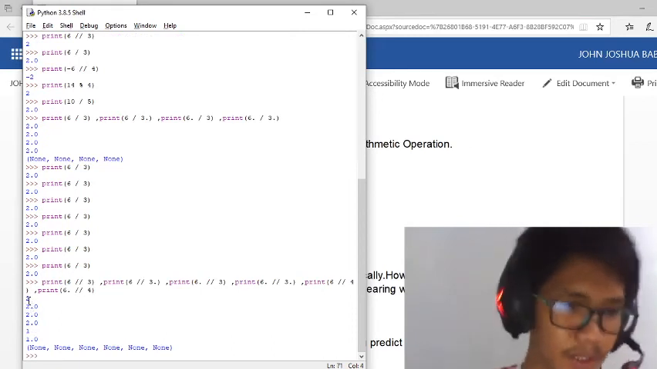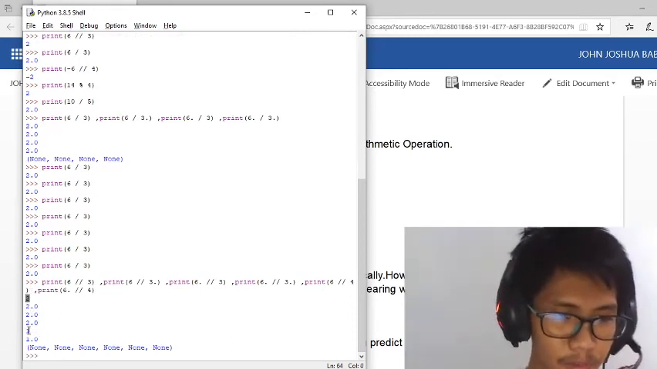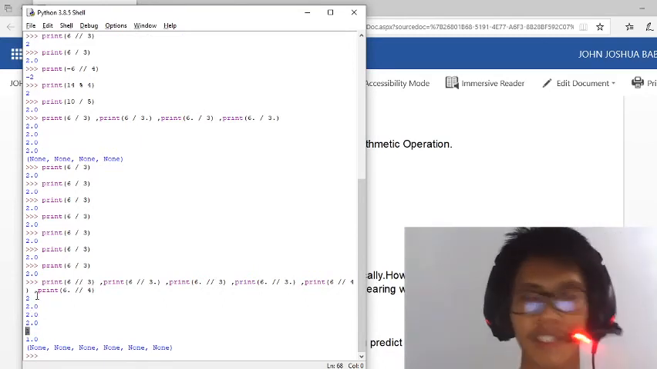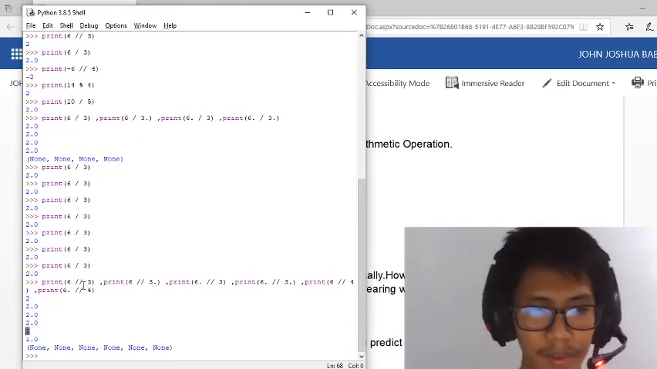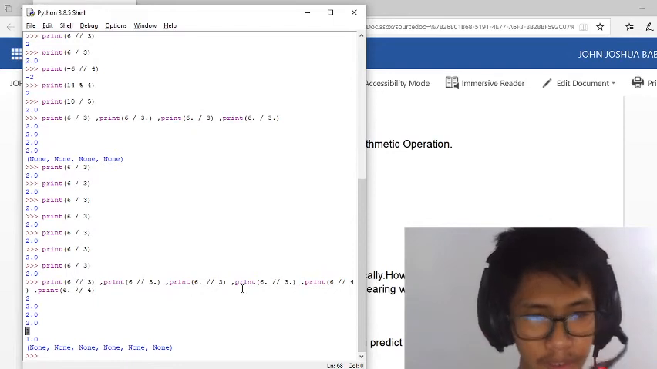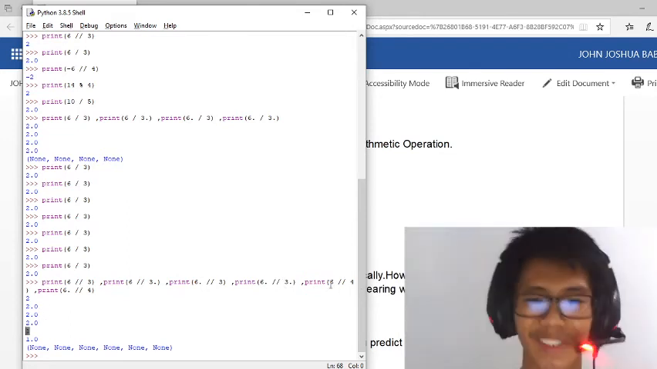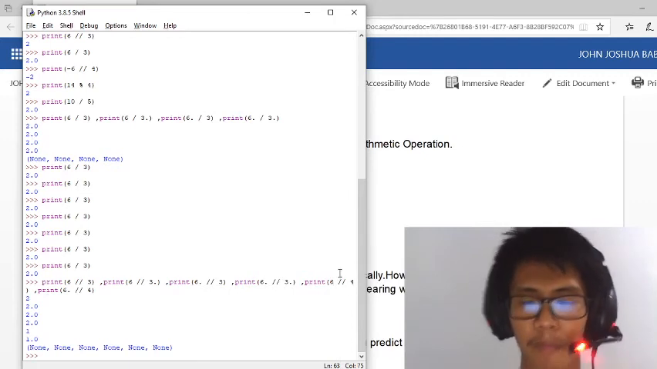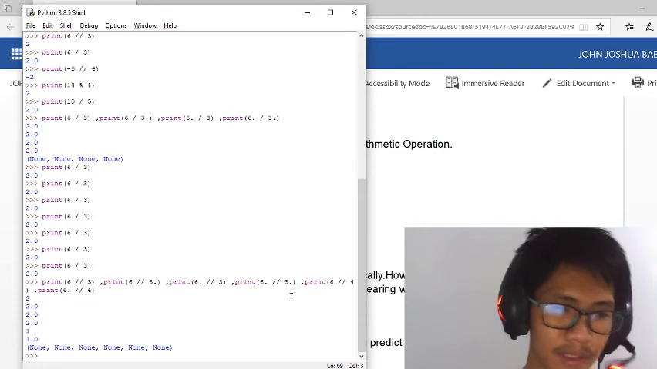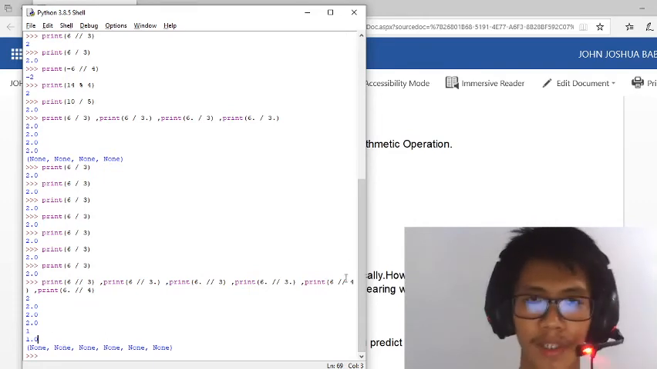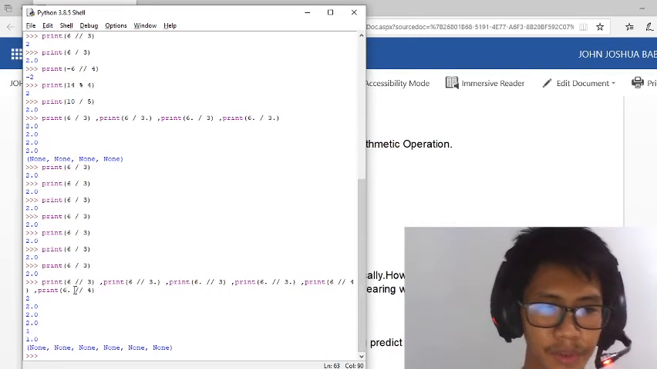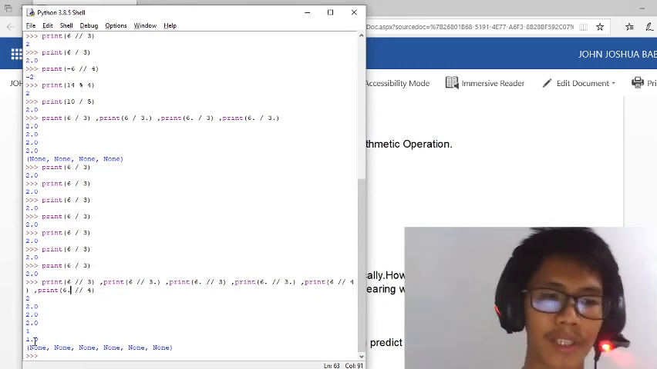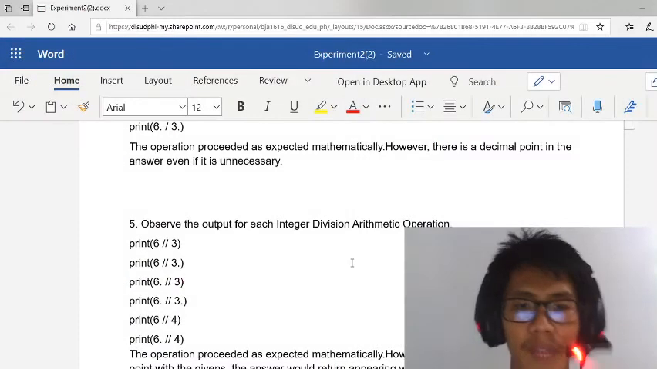Okay, so as you can see, only the first print function and the fourth print function don't have a decimal point in their answers, and their given also has no decimal point. And here was the fifth. The fifth also has no decimal point in it. So as we expected, 6 divided by 4 in the floor operation would be 1. If you inserted a decimal point, that's the only time it would demand a decimal point in the answer. So that is for the division.